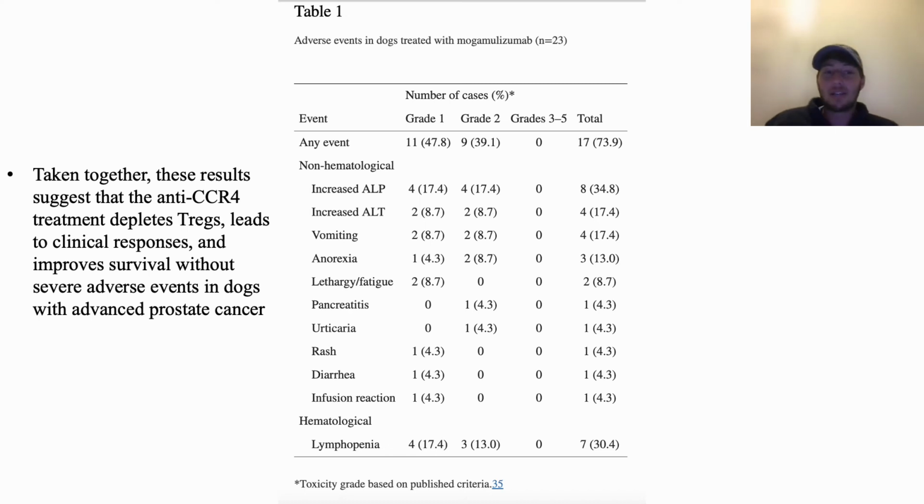So taken together, these results suggest that with using anti-CCR4 treatment, with using anti-cancer chemotherapy drugs, and with using piroxicam and mogamulizumab, this treatment depletes regulatory T cells and leads to clinical responses and improves survival rate without severe adverse events in dogs with prostate cancer, which is a very, very good result to see in this experiment. And that is exactly what they hypothesized at the beginning.